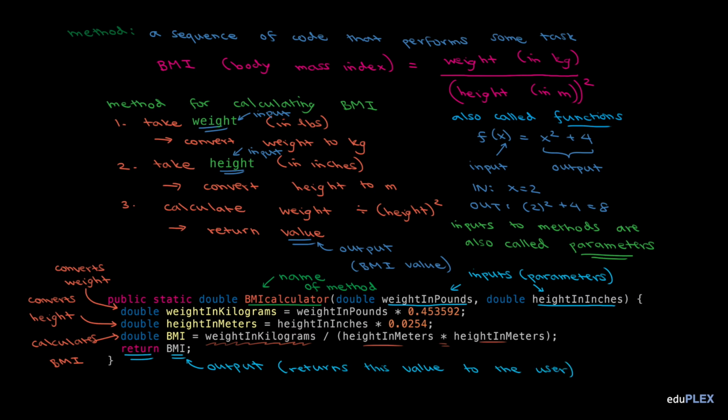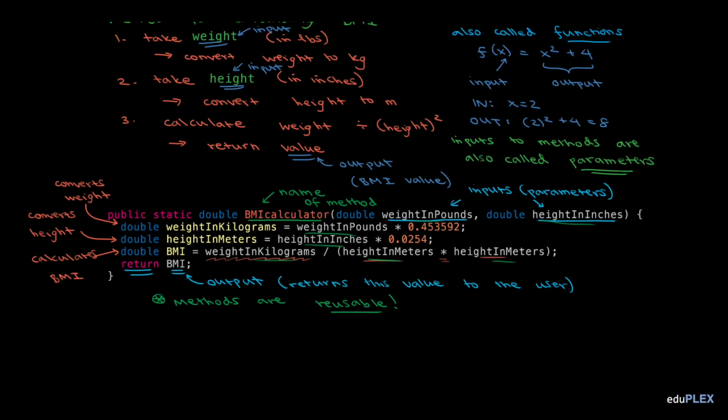An important thing to keep in mind with methods is that they're reusable. Sure, I use this method to calculate my BMI, but notice how the actual code is very general. The parameters, or the inputs, are just given as variable names, not actual numbers. The calculations are all done with those general variable names, so you could plug in any values you wanted into the input parameters and you'd get the BMI. That's what's so useful about methods. They increase the reusability of our code.